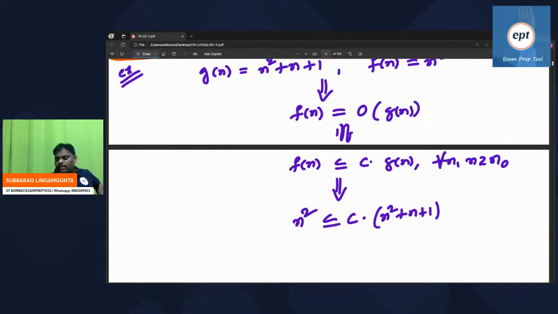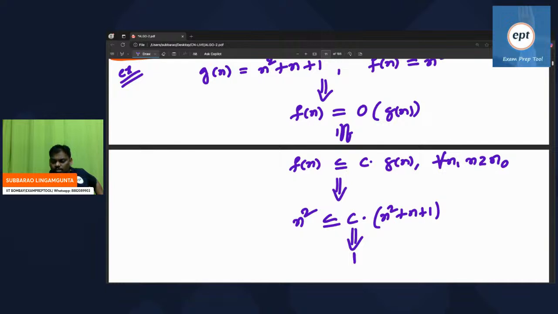Big O notation is saying that the right side should be greater. Here, the right-hand side is already greater, so you can take the C value as 1. C is saying that if you need help, I will help you. But comparing left and right, the right is already greater, so there is no need for help. Then you can take C value 1.